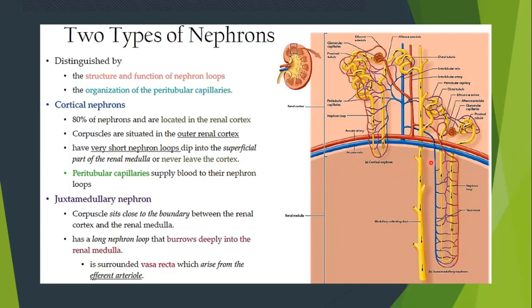Then you have the juxtamedullary nephrons. Their corpuscles sit near the corticomedullary junction. You can see this is the corticomedullary junction here. They have a very long loop of Henle, and it will burrow deeply into the renal medulla. The loop of Henle is surrounded by vasa recta, and right here it is surrounded by the peritubular capillaries. Here are the vasa recta, which arise from the efferent arteriole.